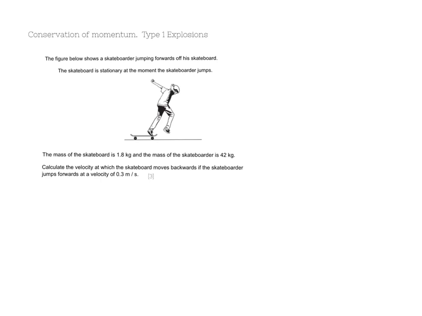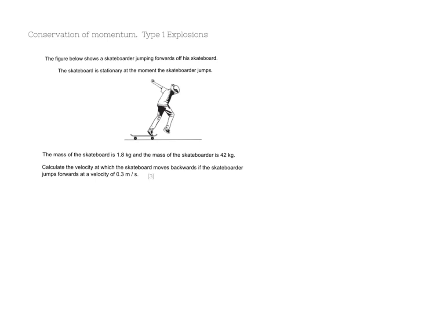So in this case, we've got a skateboarder, as you can see here, stood on a skateboard. To begin with, neither him nor the skateboard are moving. And then at some point, the skateboarder is going to jump forwards at a speed of 0.3 meters per second, and the skateboard will obviously move backwards, or recoil. What the question is asking you to do is to calculate the velocity at which the skateboard recoils.